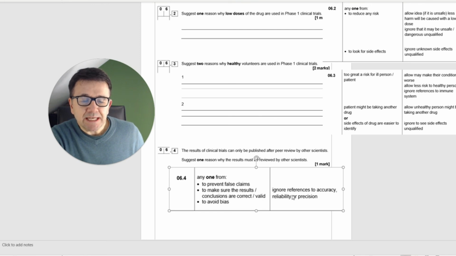You couldn't mention anything related to accuracy, reliability or precision, because it's not talking about actually performing the clinical trial, it's after the clinical trial. So it's one of those three basically.